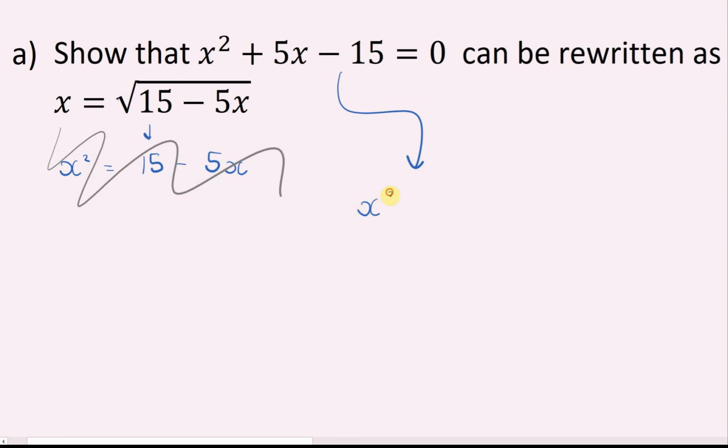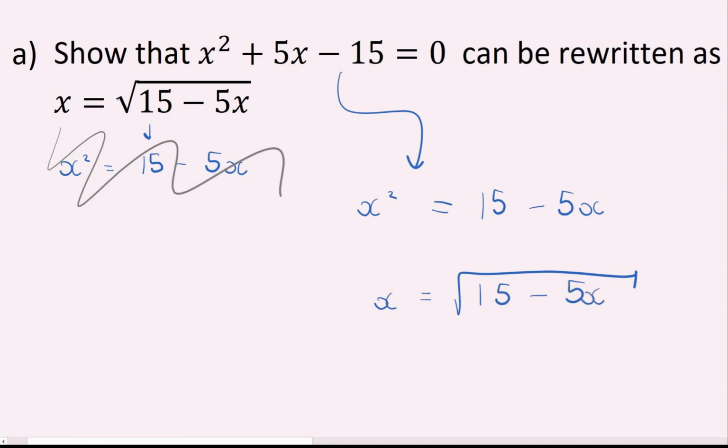First step, get the x squared by itself. So that gives me minus 5x plus 15. So both change signs. Note here, they've just written the 15 first, so we can do that as well. Then the opposite of squaring is square rooting. And then we're done. Nice easy 2 marks there.